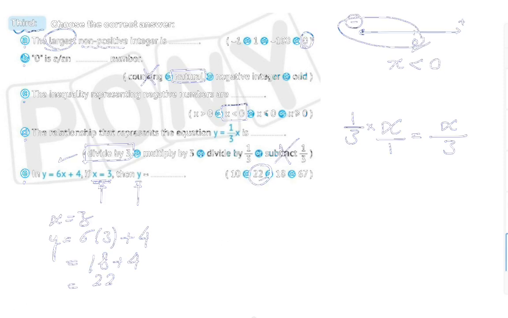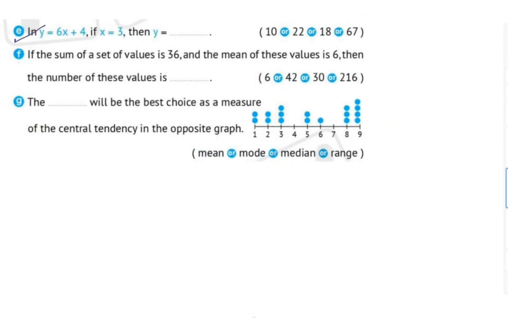Let's continue. We solved E before. Now point F. If the sum of a set of values is 36 and the mean of these values is 6, then the number of these values is what? Note with me, we're talking about the mean. I know the rule of the mean.